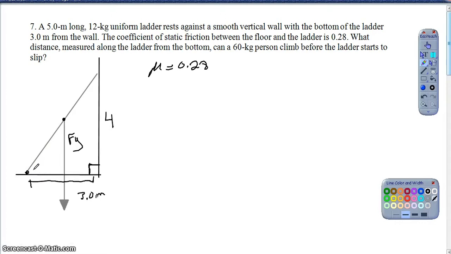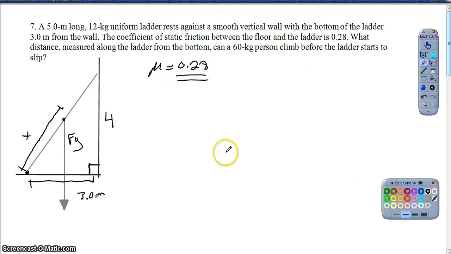Instead, they ask us what distance measured along the ladder from the bottom can a 60 kilogram person climb before the ladder starts to slip. So they're asking us basically for what distance up the ladder, measured along the ladder from the bottom, can a 60 kilogram person climb before the ladder starts to slip?